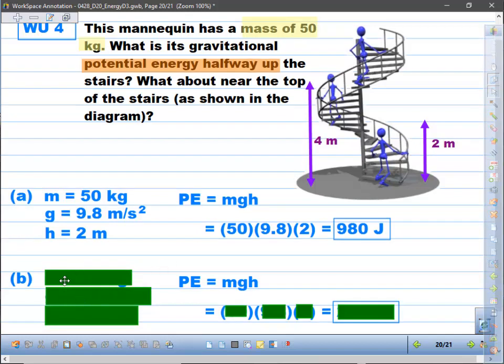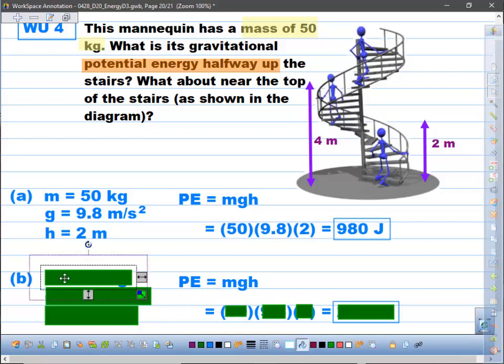So we'll do it again. Givens, unknown is potential energy. There's the equation. Substitute, solve. GUESS. Okay, just follow this example up here. So what are we going to put in this first row?